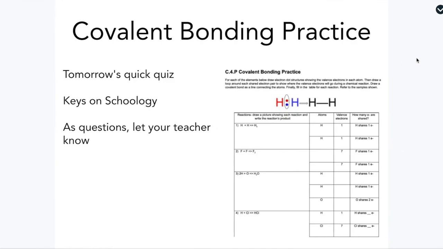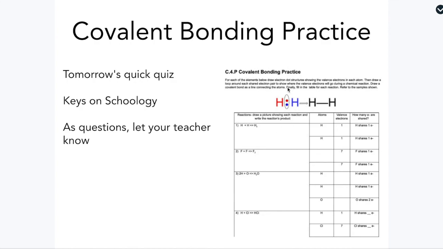All right, folks. So here's what you're going to do once you are done. In your packet, you will find the covalent bonding practice. This will be the basis of tomorrow's quick quiz. So I want you to go through and do it. I think you only need to do numbers 1 through 7. The key is on Schoology, so go ahead and check that out. As you have questions, please let your teacher know.